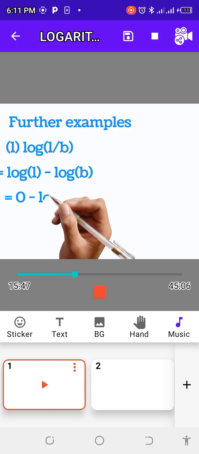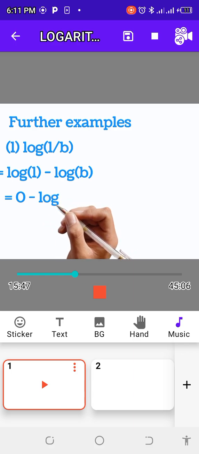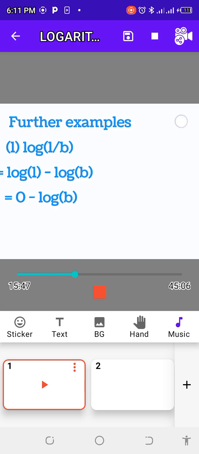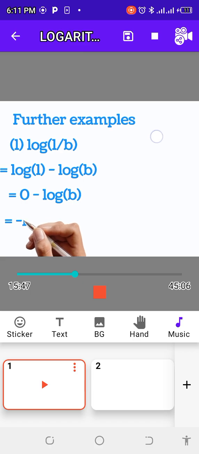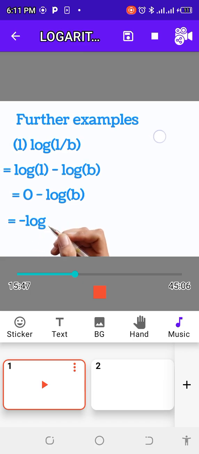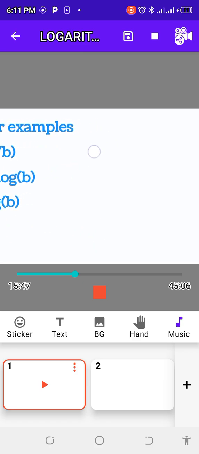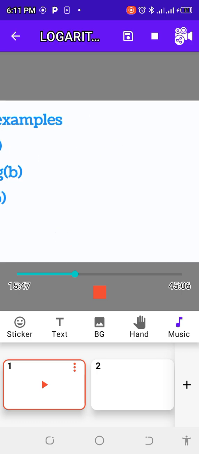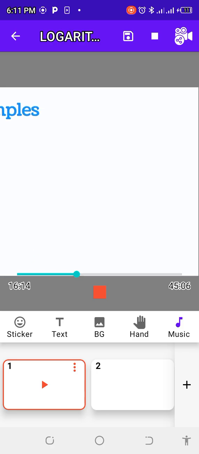It becomes 0 minus log b. And 0 minus log b is equal to what? Minus log b. And that is the answer. We are going to take another question like this, that is similar to this.